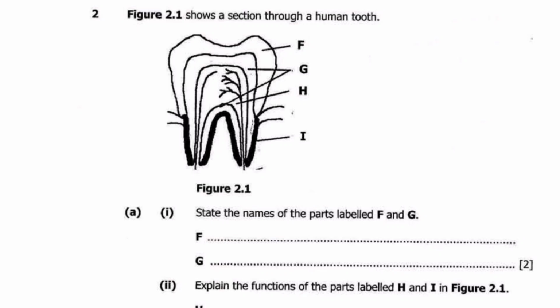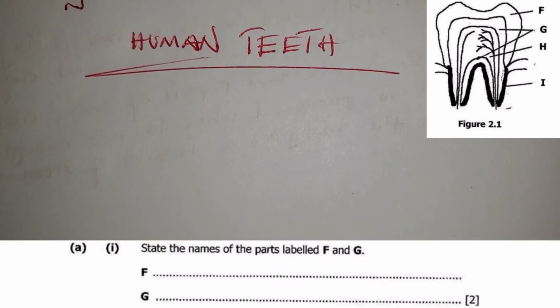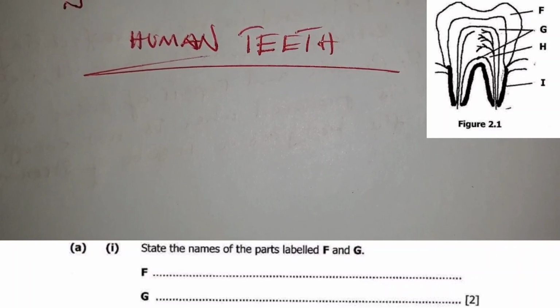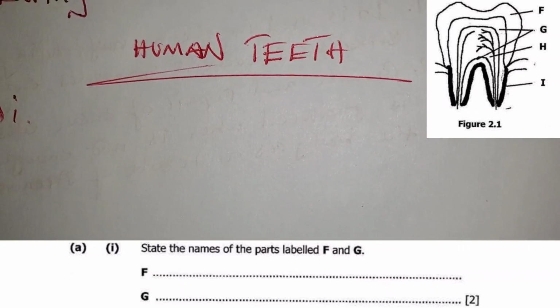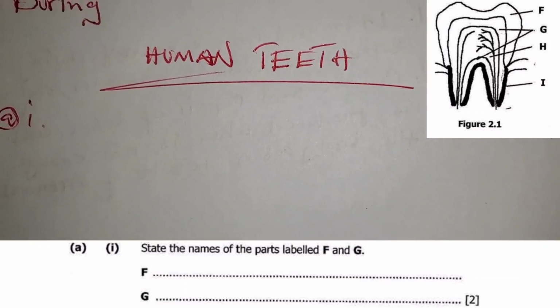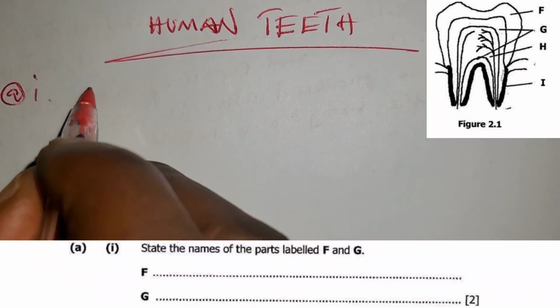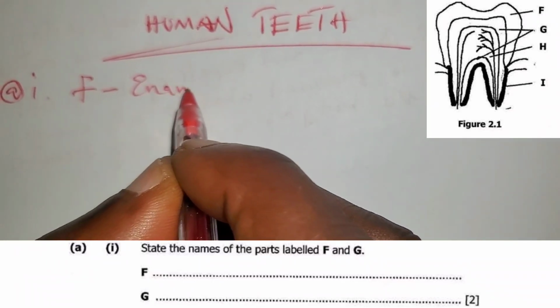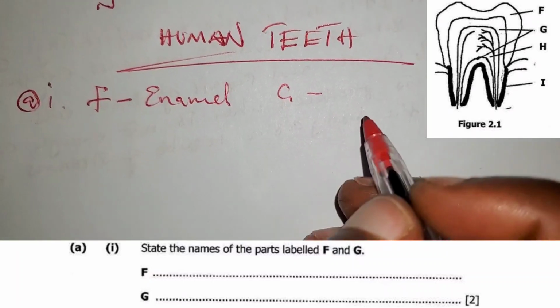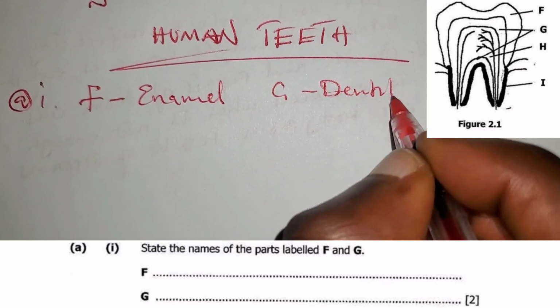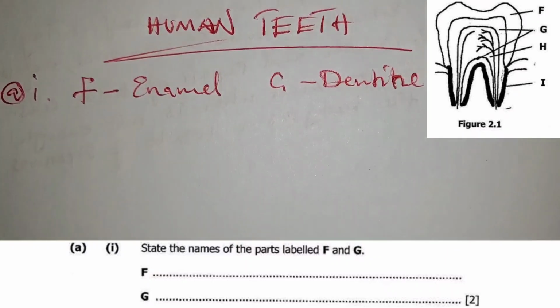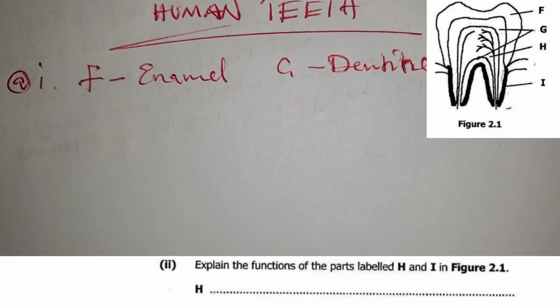We have this question, guys. They're saying figure 2.1 shows a section through a human tooth, and the parts are well labeled there. Question A1: state the names of parts labeled F and G. F is the enamel. G, what's G? G is the dentine.